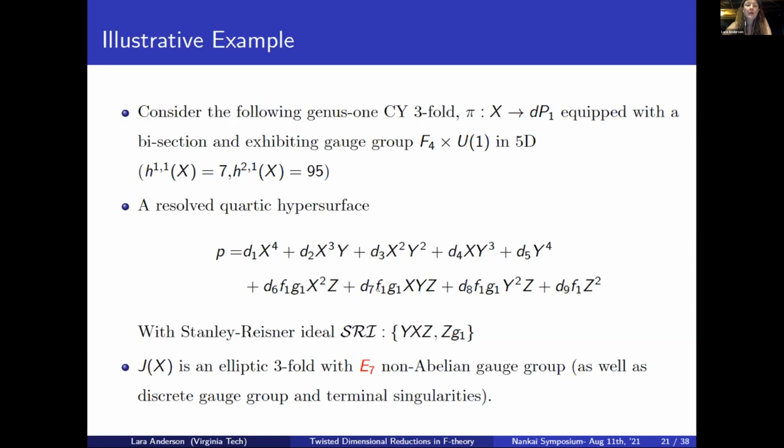Fine. So you have a pretty standard genus 1 geometry that you could use as a 5D background for F theory. The thing that was more novel, at least to us, is that when you write down the Jacobian of this geometry, what you find is a threefold in Weierstrass form with an E7 non-abelian gauge group, as well as discrete gauge groups, terminal singularities, and possibly additional U1s, depending on where you write this down. So this is something where the non-abelian gauge symmetry between the genus 1 fibration and its Jacobian appears to differ. So let's try and understand a bit more explicitly how this can happen.